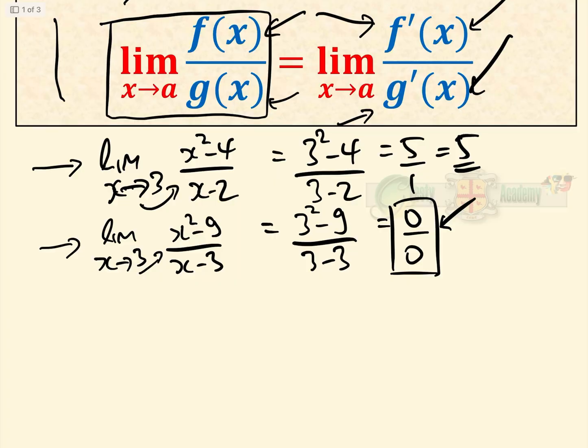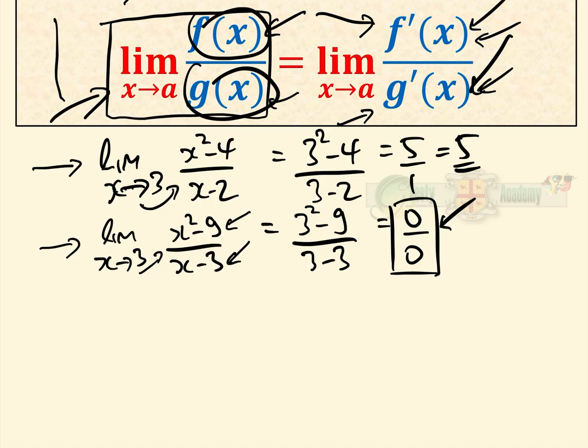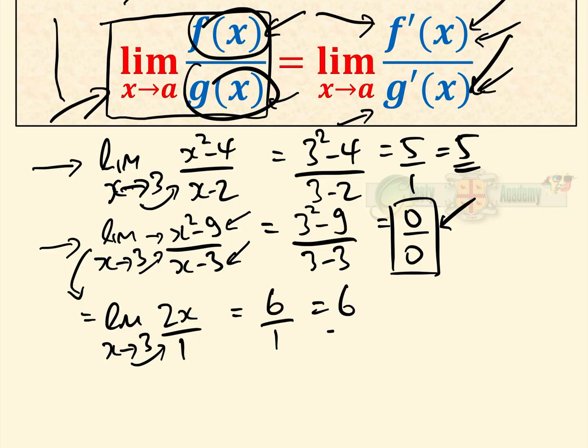So what L'Hopital is saying is, hang on a sec. If the limit of f over g is 0 over 0 or plus or minus infinity over infinity, what we can do is just differentiate the top and the bottom. So our limit here is going to equal the limit as x approaches 3 of the differential of the top, which is 2x, and the differential of the bottom, which is 1. And therefore we can now stick x equals 3 in, and that equals 6 over 1, which is 6.